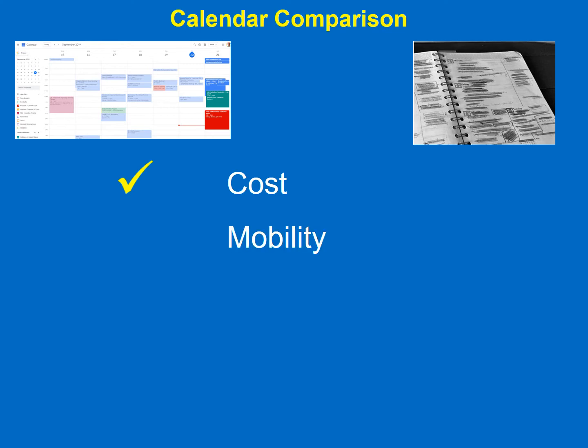Next item is mobility. Now, sure, you can take a paper calendar with you wherever you go, but that's just one other thing to take. If you've got a digital calendar, your calendar is in your phone. How many times have you left your phone behind? I would bet almost none, and it's definitely less times than you've left your paper calendar at your home, at your office, in your car, wherever it's separated from you. So here again, I'm going to give the nod to the digital calendar.